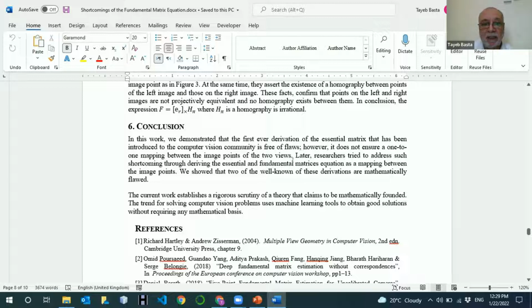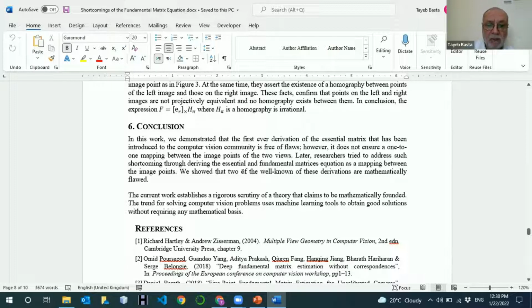Later, researchers tried to address such shortcoming by deriving the essential and fundamental matrices equation as a mapping between the image points themselves, not starting from the real points and then extending the relation to the image points. They try to establish a mapping between the image points of the left and the image points of the right, or what they call the corresponding points. We showed that the well-known of these derivations are mathematically flawed. So if you want to go into detail, you should read the paper to understand the details.